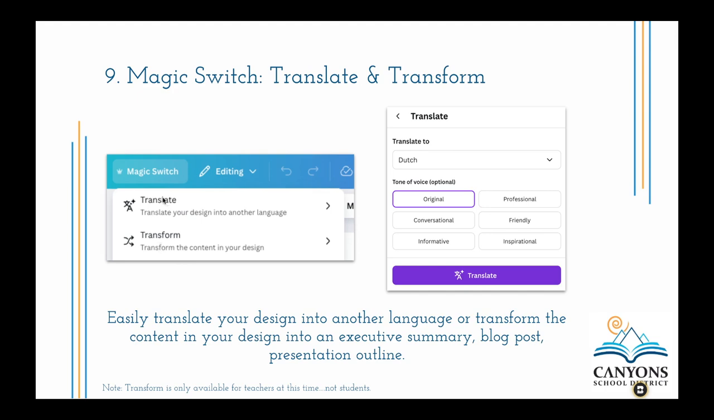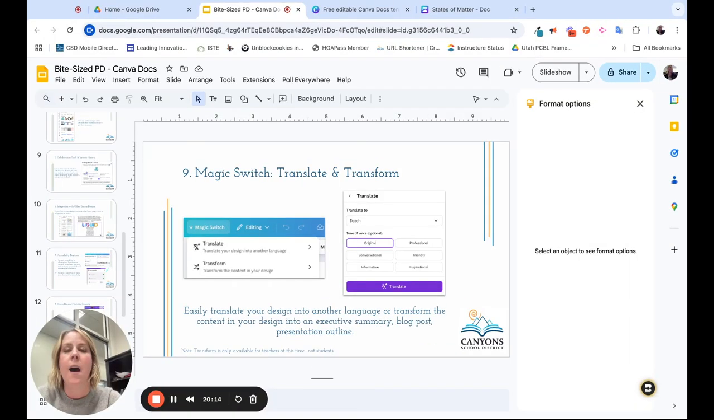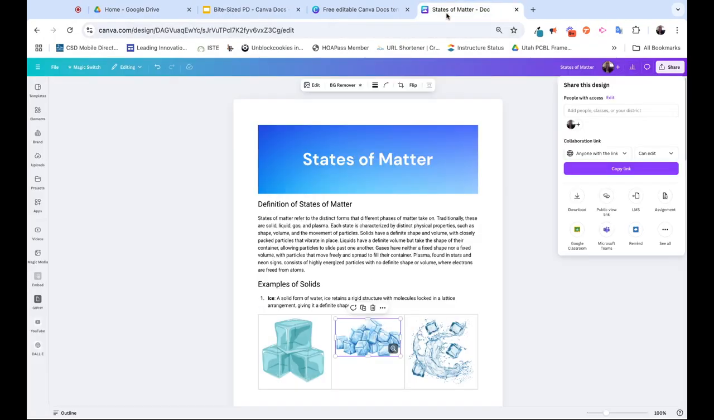But the translate's awesome because it can actually help you translate your document to a different language. And when you do that, one, you choose the language, but then optional is you can adjust the tone of voice. And so you can choose one of these and then click translate. I still recommend that if you ever translate any document, you have someone read it for you just to make sure it did translate accurately or as close as possible. You want to be aware of any issues that may have happened when it translated. But let me go into the doc and show you.